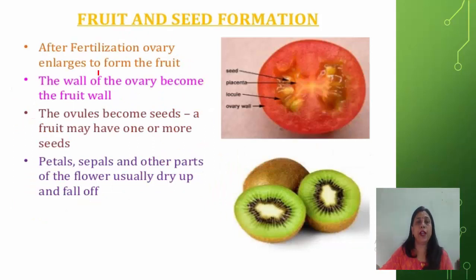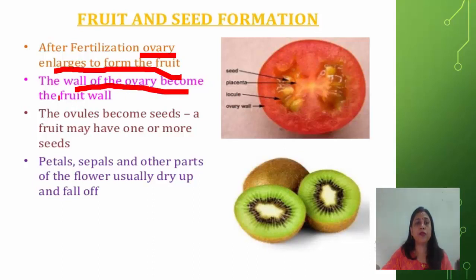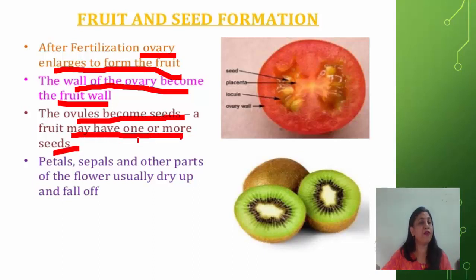Now, after fertilization हो गया, तो ओवरी जो होती है, it enlarges to form the fruit. बढ़ती चली जाती है और क्या बनाती है? Fruit. The wall of the ovary becomes the fruit wall and जो ovules present थे, they become the seeds. A fruit may have one or more seeds. One seed as in the case of mango, more seeds as you can see in the case of tomato.